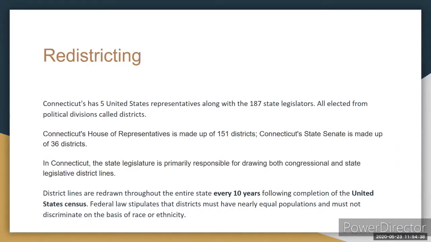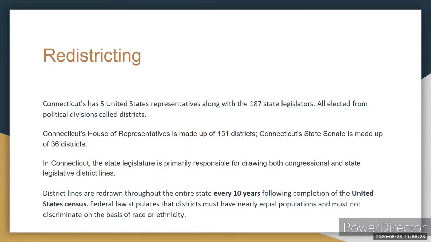In Connecticut, the 5 United States representatives and 187 state legislators are all elected from political divisions called districts. These district lines are redrawn every 10 years following the census. Federal law stipulates that the districts must have nearly equal populations and must not discriminate on the basis of race or ethnicity. That's sometimes unreasonable and impossible based on how our communities are made up, and that kind of lends itself to gerrymandering, which we'll get into momentarily.